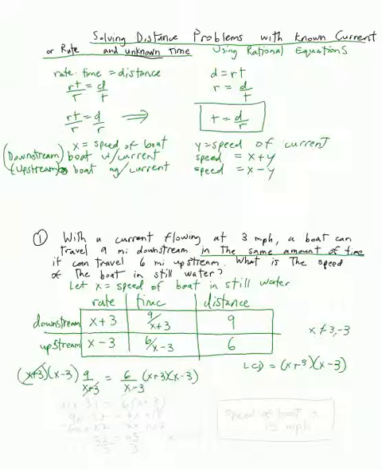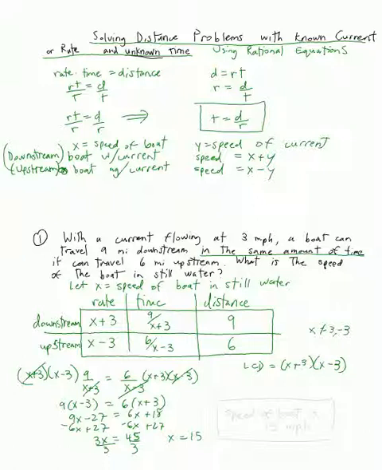So on the left, we end up with 9 times x minus 3, and on the right, we end up with 6 times x plus 3. We get 9x minus 27 equals 6x plus 18. Subtract 6x from both sides, add 27 to both sides. We get 3x equals 45.